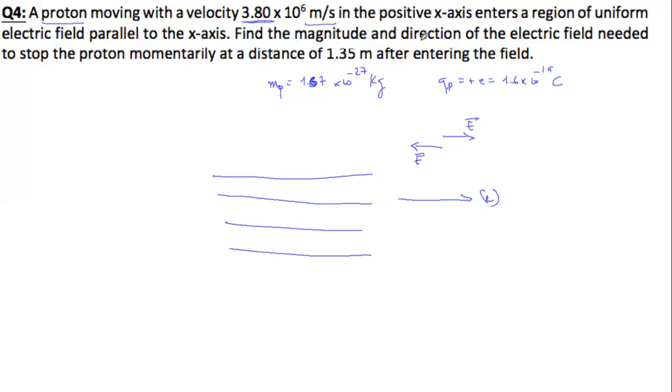So that's the question: find the magnitude and direction of the electric field needed to stop the proton momentarily at a distance of 1.35 meters after entering the field.